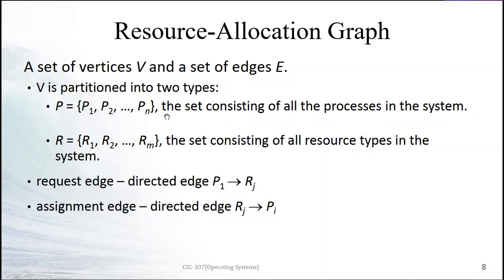You might have 3 resources, so R1, R2, R3. So this is called the set of vertices, where we have 2 sets, one set for the processes, another set for the resources. And then a request edge means Pi to Rj, that is Pi is requesting resource Rj, and an assignment edge means Rj to Pi. In this way, we can easily explain which one is allocated and which one is waiting to be allocated. So this is called the resource allocation graph.